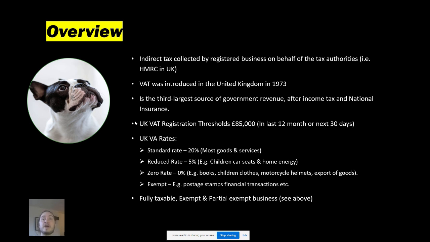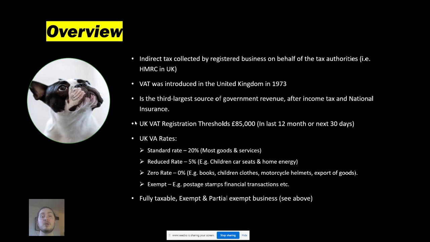VAT rates. In the UK, we have 3 main VAT rates plus a 4th category being exempt. Most goods and services that we know will attract the standard rate, that at the moment is 20% in the UK. Then we have the reduced rate, which is 5%. Some examples of this would be car seats and home energy. If you notice, maybe on your energy bill, the VAT that has been charged on the bill is 5%. Then we have the zero rate, examples of which could be books, children's clothing, motorcycle helmets, and export of goods. And then last but not least, we have exempt supply, which doesn't attract any rate.